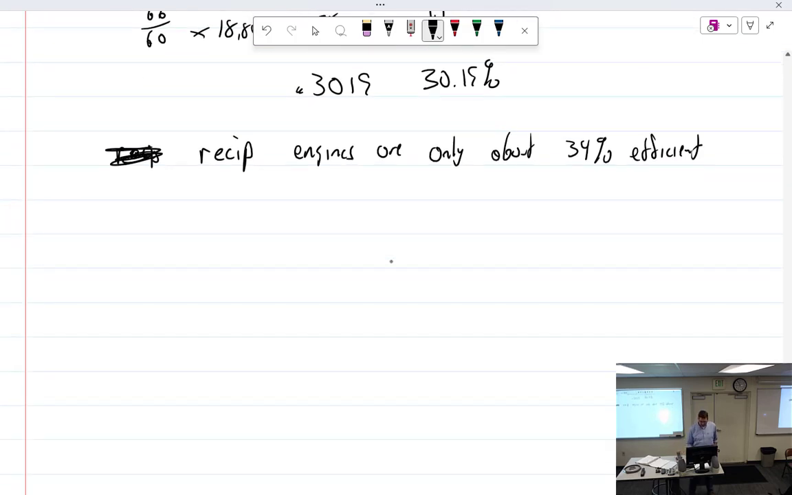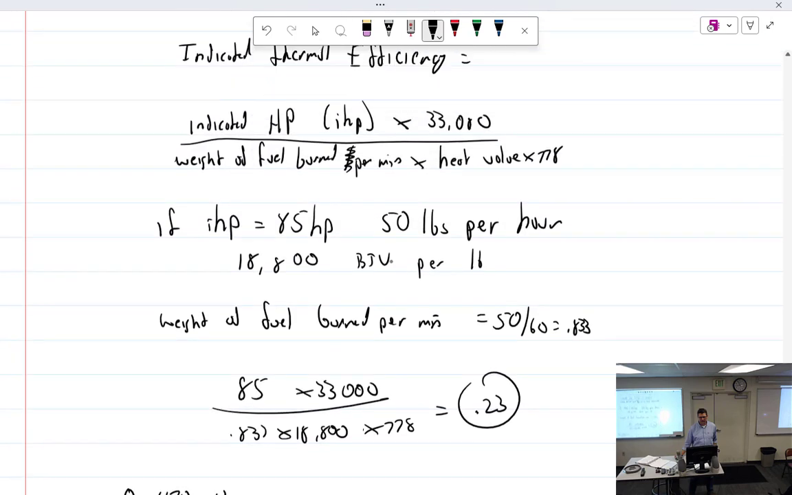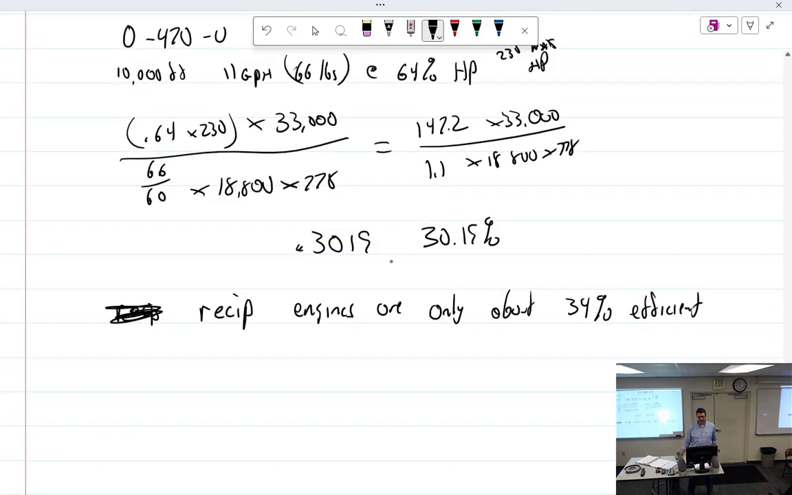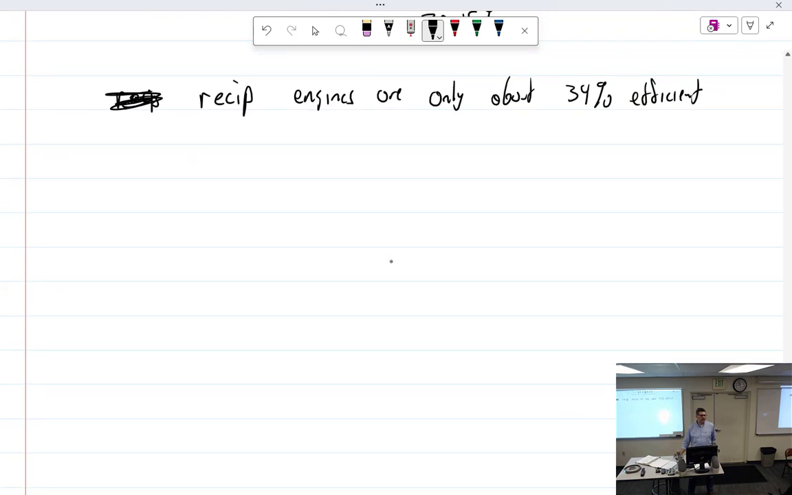Can you go back up to the formula? It's 1,000 divided by weight of fuel burned per minute times the heat value times 778. Does it get better with altitude? So what happens with altitude is that there's less friction on the airframe, but the propeller can twist and get a bigger bite. So that gives you some efficiency in miles per gallon, if you will. But the engine doesn't get any more efficient.